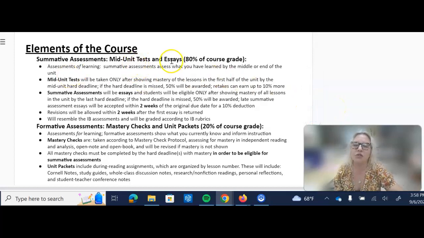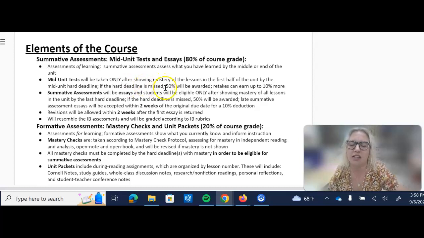Summative assessments, mid-unit tests, and essays are worth 80% of your course grade. So these are assessments of learning to show what your learning and your skill levels are at the midway point or at the end of a unit. The mid-unit tests will be taken only after showing mastery of the lessons in the first half of the unit by the mid-unit hard deadline.